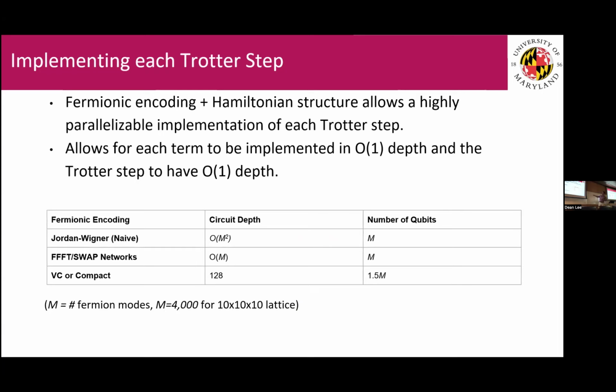In particular, what you see is that if I have m fermionic modes, then the circuit depth I require in terms of quantum gates goes from something scaling as m squared for the naive Jordan-Wigner encoding down to something that's order 1, a gate depth of 128. Here m is just the number of fermionic modes I require. So for a 10 by 10 by 10 lattice with 4 species, this is 4,000, so the naive scaling is order 16,000 at the top there. It's a pretty significant reduction.